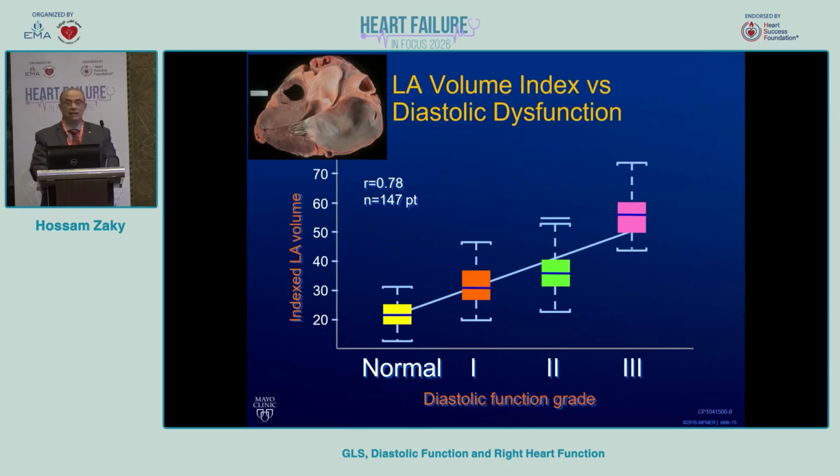Also, the left atrial volume index. Index means left atrial volume normalized to the body surface area, normally less than 34 ml per meter square body surface area. So by increasing the diastolic dysfunction, increasing filling pressure, the left atrial volume index will increase.